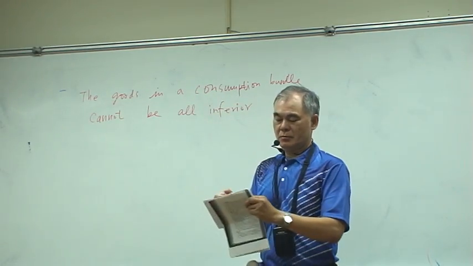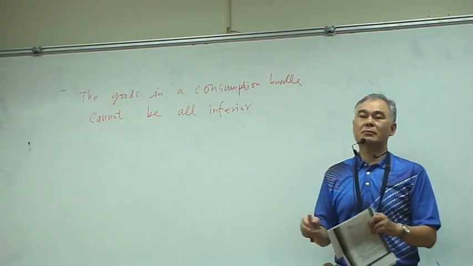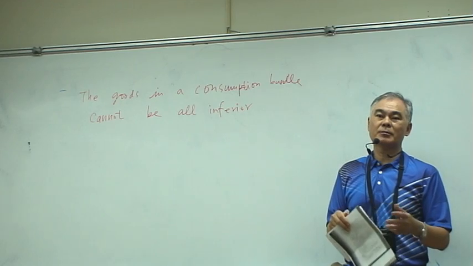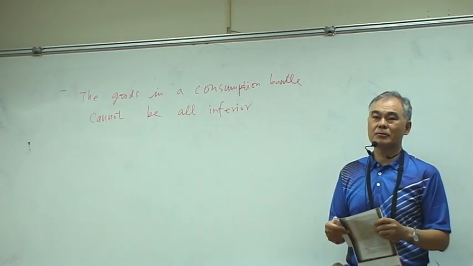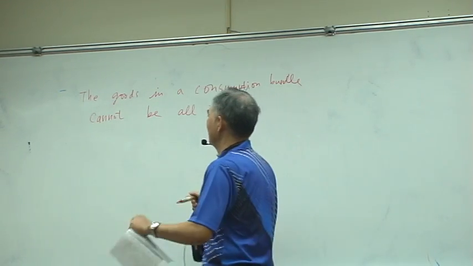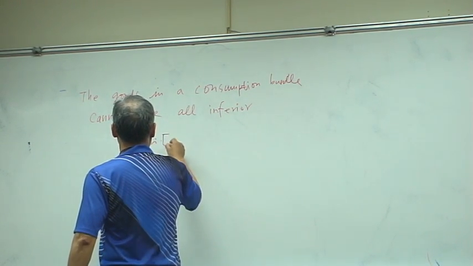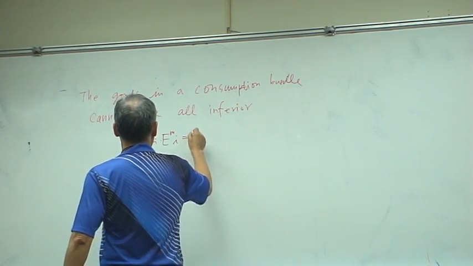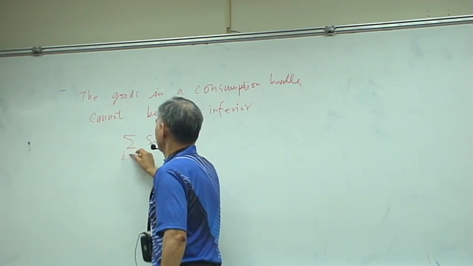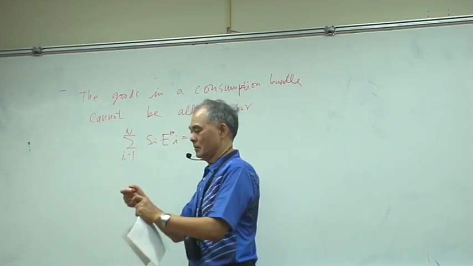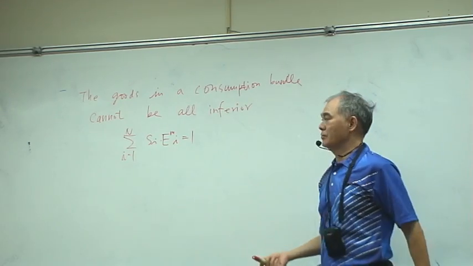So we have two ways to prove it, but you know the final exam will be multiple choice, so you don't have to prove it. And so this is the conclusion we have. Summation SI times EMI is equal to 1, so I is from 1 to n. Suppose the consumption bundle include n goods.